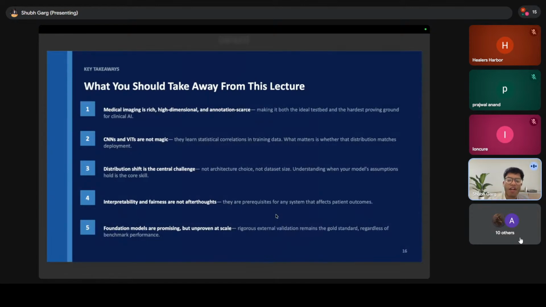Moving on to the last part, I would like to make key takeaways from this lecture. The first: medical imaging is rich, high-dimensional, and annotation-scarce. That combination makes it both an ideal test bed for AI and its hardest proving ground. Don't let impressive benchmark numbers offset the difficulty of the underlying problem.